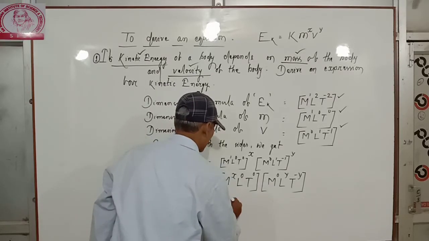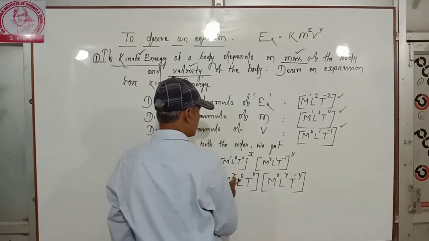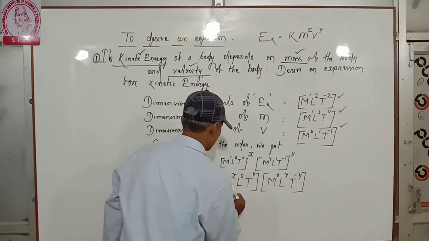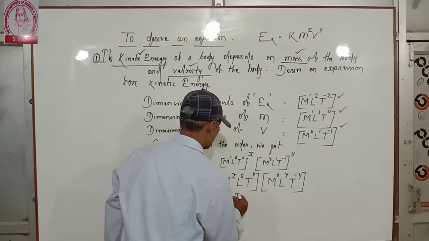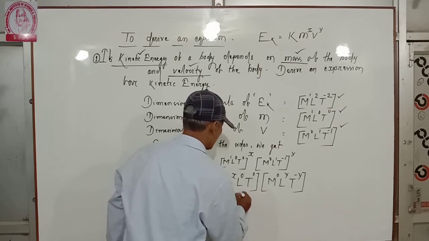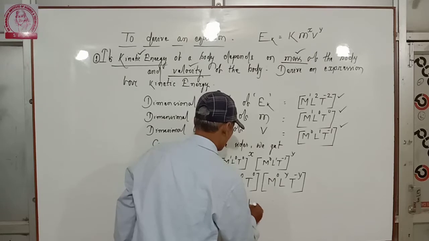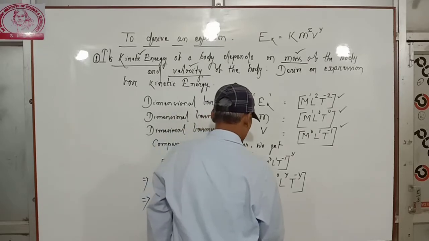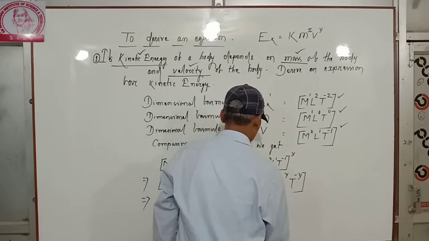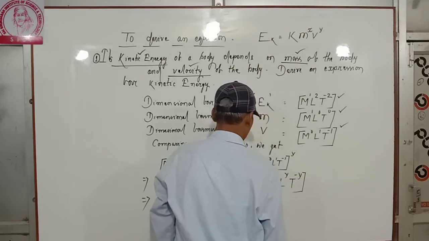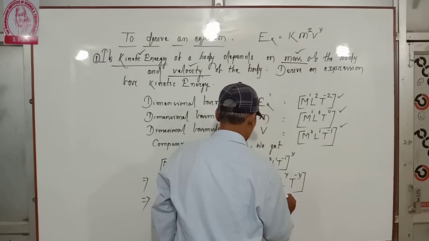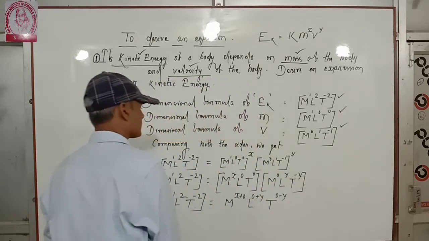m to the power, here m to the power x into m to the power 0, that means m to the power x plus 0 means m to the power x, or we may write x plus 0, l to the power 0 plus y, t to the power 0 minus y, okay.